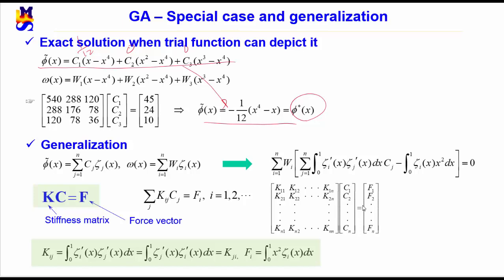Substituting these two approximated functions into the weak form, we obtain this set of three linear equations for three unknown constants. Of course, we obtain 1 over 12, 0 and 0 for C1, C2 and C3 respectively, indicating that we obtain the exact solution when the linear combination of basis functions can express the exact solution.